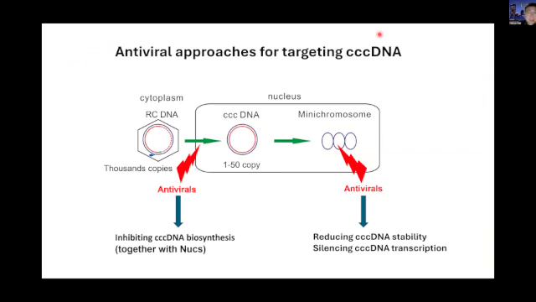To target cccDNA, there are three major approaches. The first one is inhibiting cccDNA biosynthesis, maybe together with the nuke, which is a very potent replication inhibitor. This is blocking the cccDNA formation. And for the pre-existing cccDNA minichromosome, you can either reduce the stability of the minichromosome, or silence the cccDNA transcription, because this is the only activity of cccDNA.